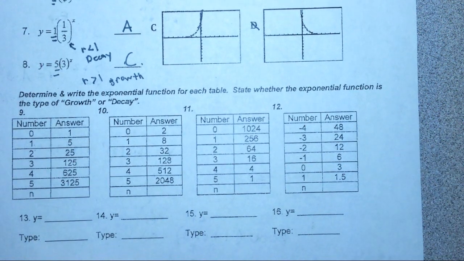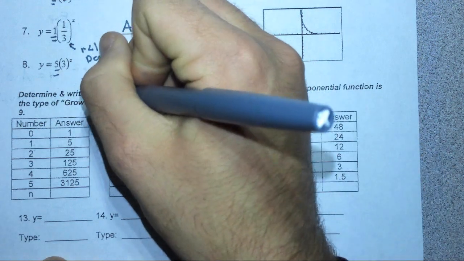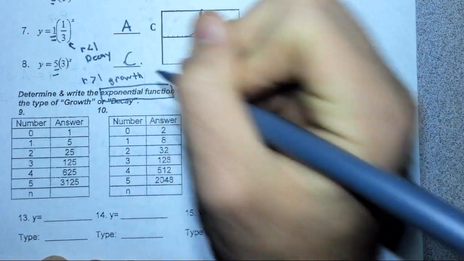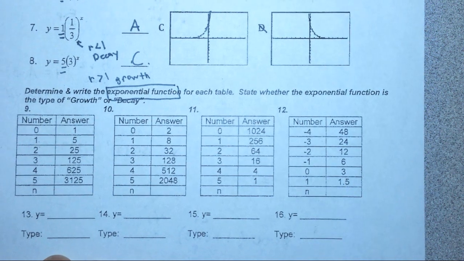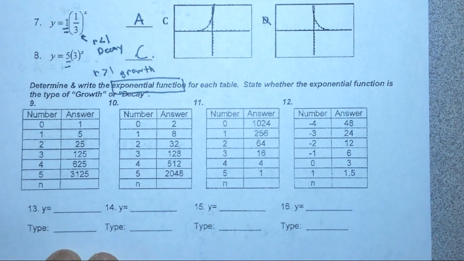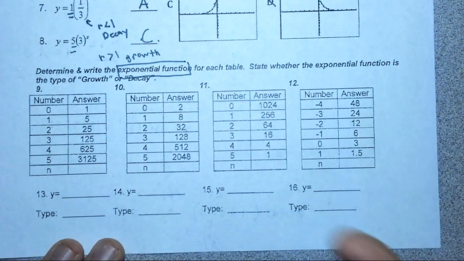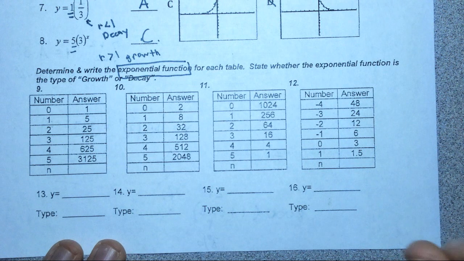Alright, last part. Determine and write the exponential function for each table. Ooh, exponential, you say. Alright, you want to state whether the exponential function is a growth or decay. Alright, well, I've done this like 1,000 times by this point. If you can't do this in the multiple ways I've taught you, I need you to go back and rewatch the video. I'm not going to show you how to do this. I'm literally just going to put the answers. So pause it right now, use your calculator, and try and do this.